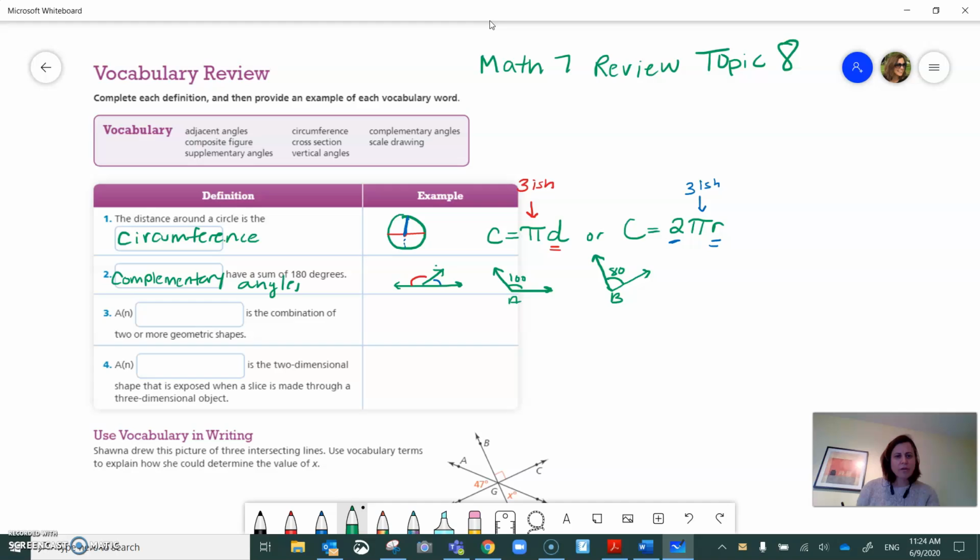Combination of 2 or more geometric shapes. Composite figure? Sure. A composite figure is a combination of 2 or more geometric shapes, and a cross section is the two-dimensional shape that is exposed when a slice is made through a three-dimensional object. Awesome.